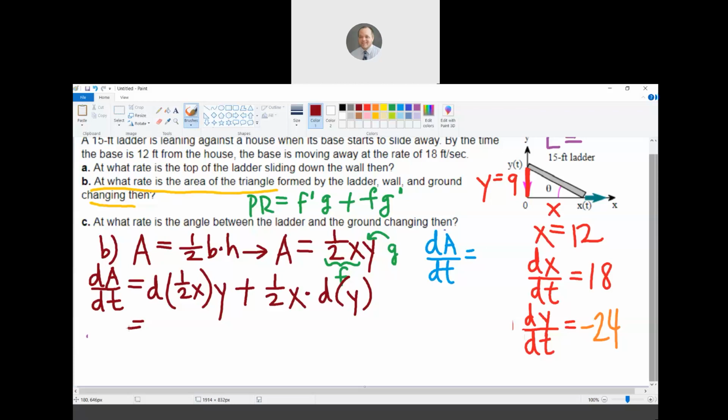The derivative of 1/2 x is just 1/2. And because we're taking the derivative of x with respect to time, we have a dx dt here times our y plus 1/2 x. And the derivative of y with respect to t is just 1, but it's the ratio also dy dt.